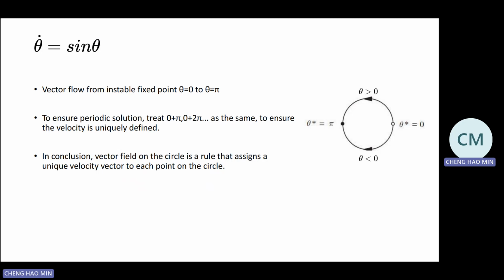the vector flow is flowing counterclockwise for the upper circle and clockwise for the lower circle. But both of them are flowing from the unstable fixed point theta star equals 0 to the stable fixed point theta star equals pi. And to ensure periodic solutions, we will treat 0 and 0 plus 2 pi as the same, to ensure the velocity is uniquely defined. So in conclusion, a vector field on a circle is a rule that assigns a unique velocity vector to each point of the circle.